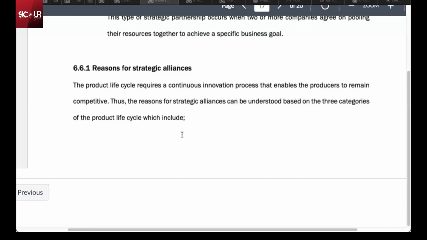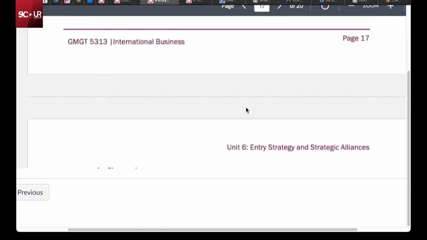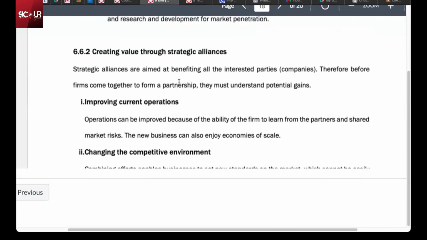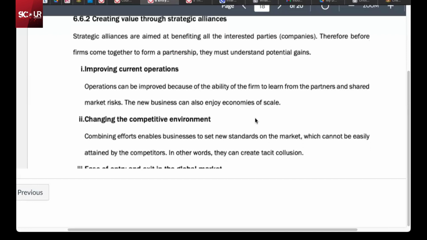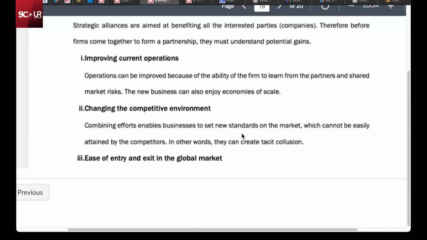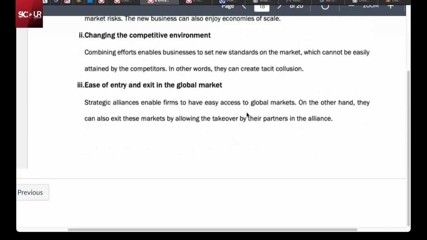And then after that, they want to reduce geographical barriers in terms of strategic alliance. They want to improve current operation and change the competitive environment. They want to set new standards of the market, which cannot be easily attained by the competitors. And in terms of geography, like I mentioned just now, it is for ease of entry and exit to the global market. So it becomes very necessary for a company to involve in competition through a constant flow of innovation, and this will give them a competitive advantage.